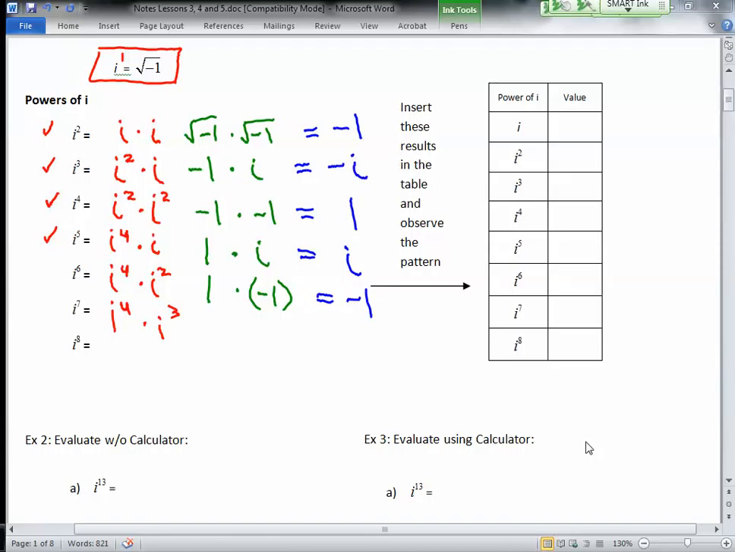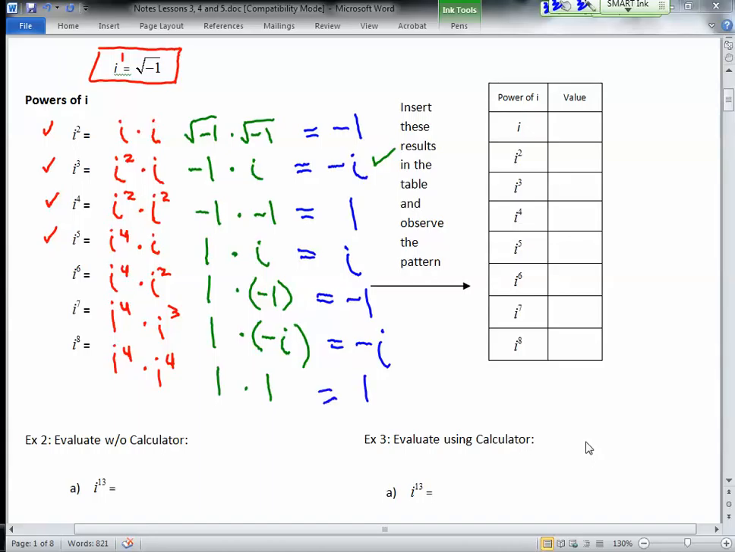i to the seventh is the same thing as i to the fourth times i to the third. I know that i to the fourth is a +1, and I know that i to the third is a -i from up here. So 1 times the -i is going to equal a -i. All right, and our last one, i to the eighth is the same thing as i to the fourth times i to the fourth. And that's going to be equal to a +1 times a +1, and that equals +1.